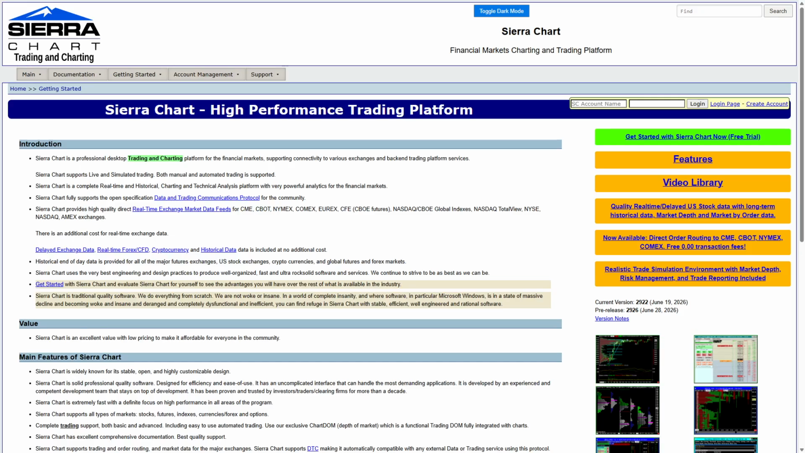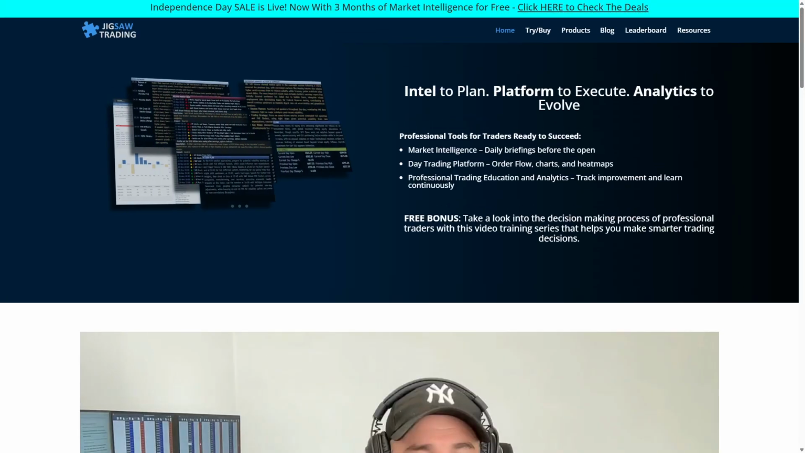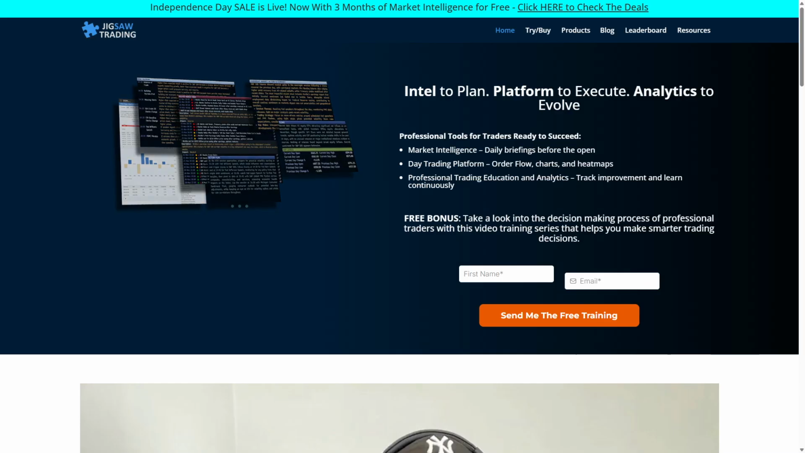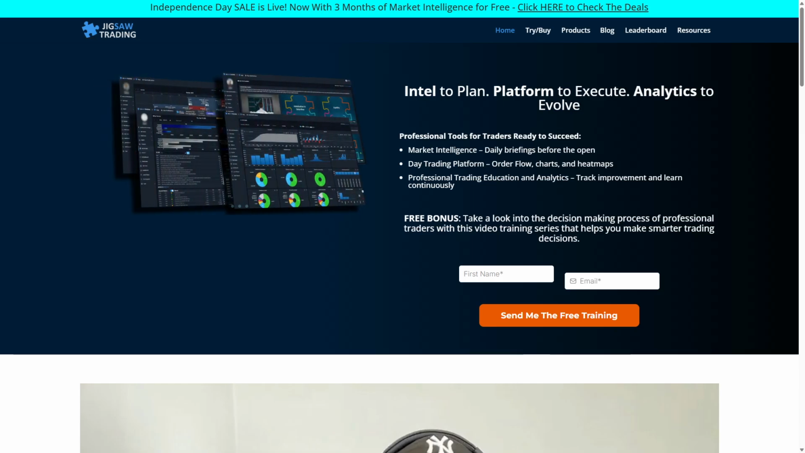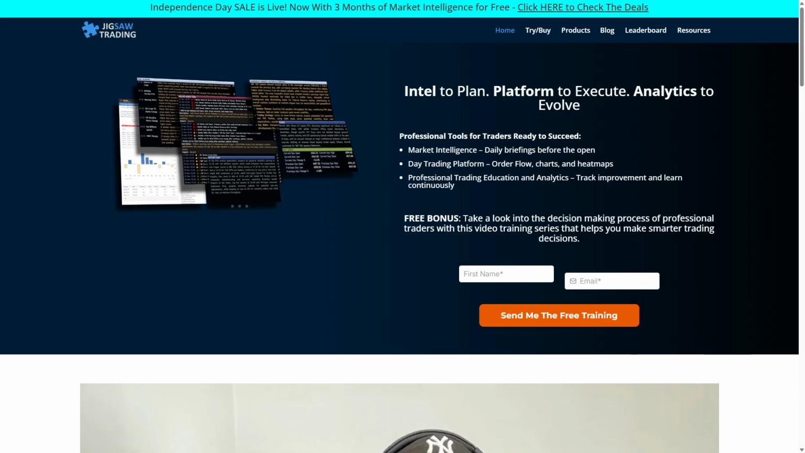Choose Sierra Chart if you want a fully customizable platform with extensive data support and advanced features for comprehensive order flow and market analysis. Choose Jigsaw Trading if you prefer a streamlined, user-friendly order flow platform focused on clarity and quick market reading. Both platforms excel in their niches, so pick the one that aligns best with your trading style and goals.